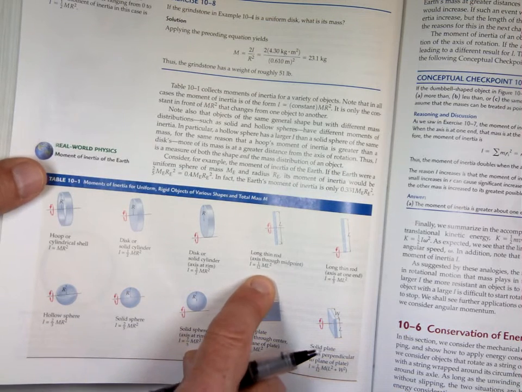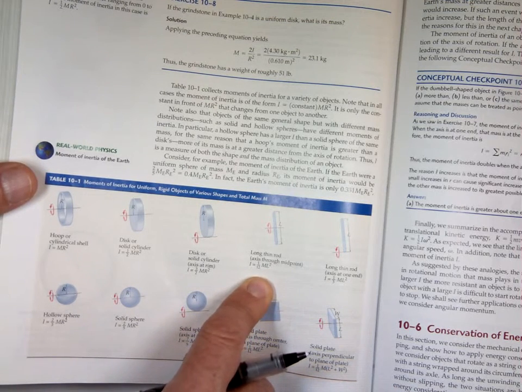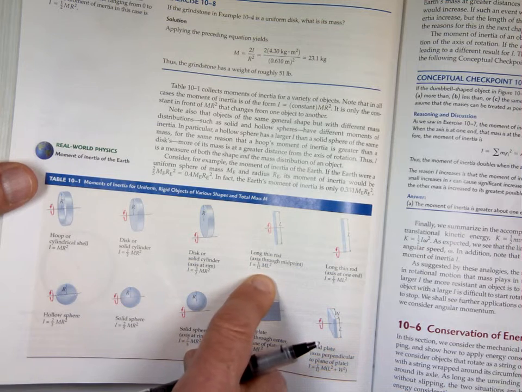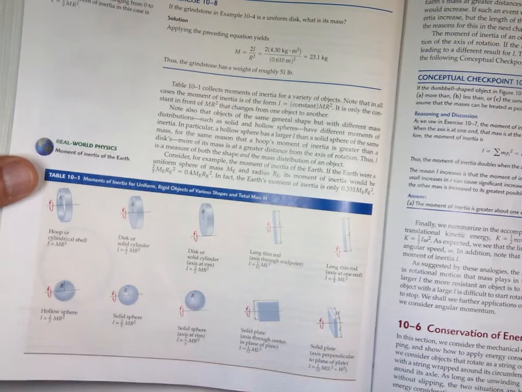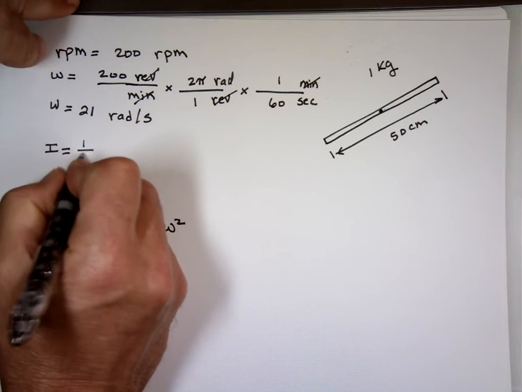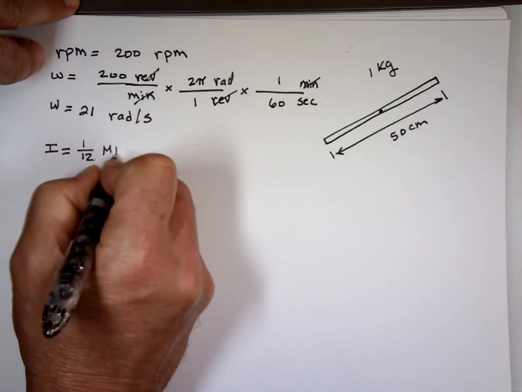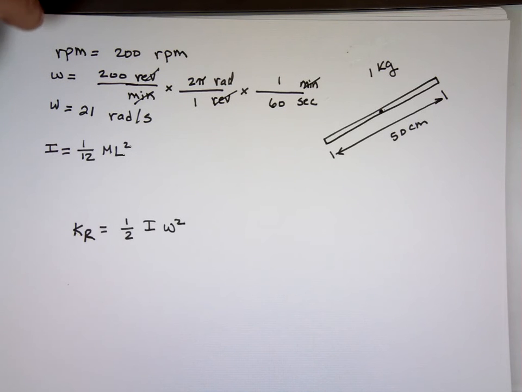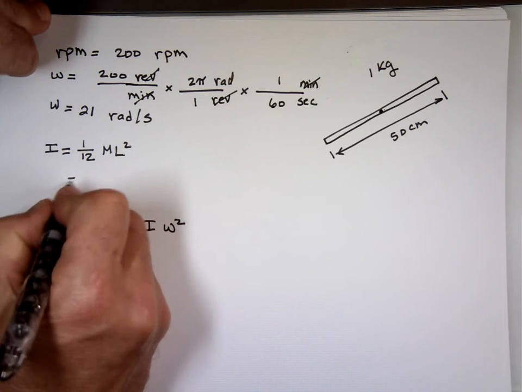See that? I don't know if you can see it on the screen. Can you see that number? 1/12 ml squared. So let me use that. Inertia is 1/12 ml squared. So my inertia is going to be 1/12.